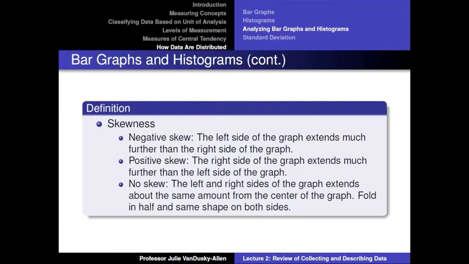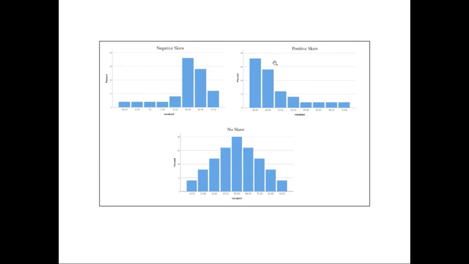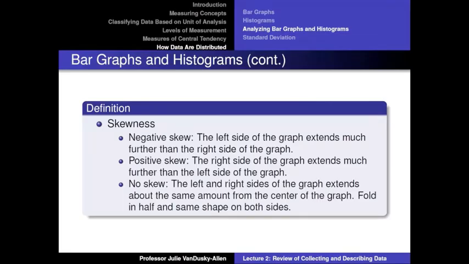If it has a positive skew, the right side of the graph extends much further than the left side of the graph. If there is no skew, the left and right side of the graph extend about the same amount from the center. You can fold it in half and the shapes will be the same on both sides.